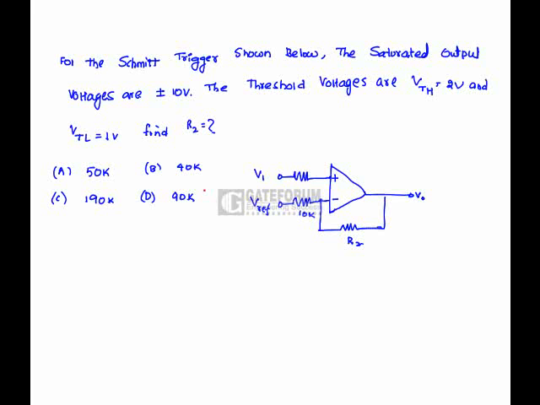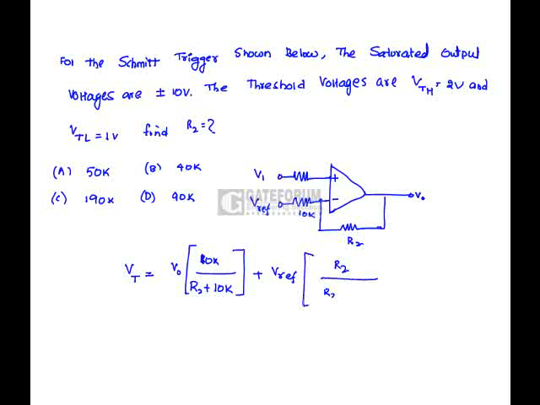In the Schmitt trigger shown below, the saturated output voltages are plus or minus 10. The upper threshold voltage is 2 volts whereas the lower threshold voltage is 1 volt. We have to find out the R2 for the given network. In order to decide that, we have to write the generalized equation for the threshold voltage. So Vt is equals to V0 times 10k divided by R2 plus 10k, plus V reference times R2 divided by R2 plus 10k.